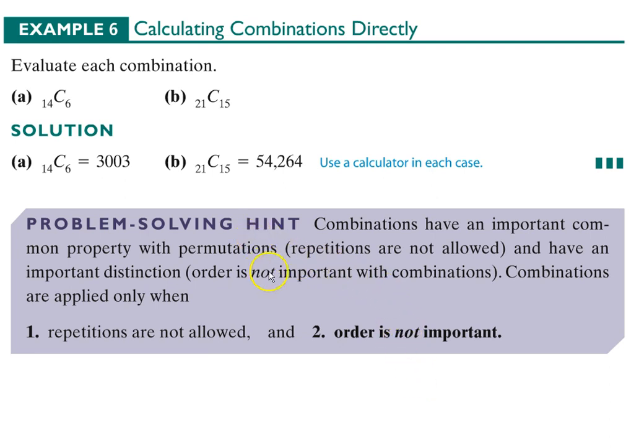Now here's a hint that our textbook gives us, and we've mentioned this. First of all, you're using permutation and combinations when repetitions are not allowed. And for the combination, order is not important, while in permutation, order is important.